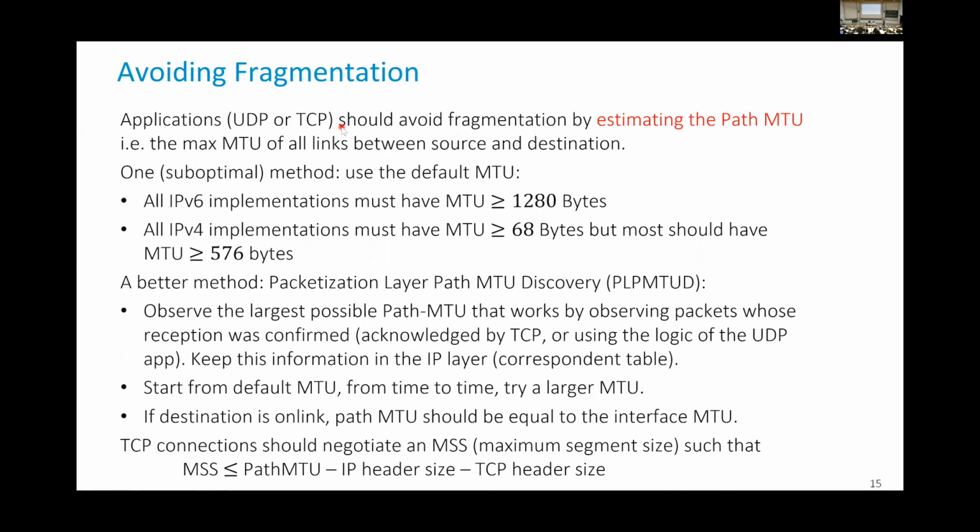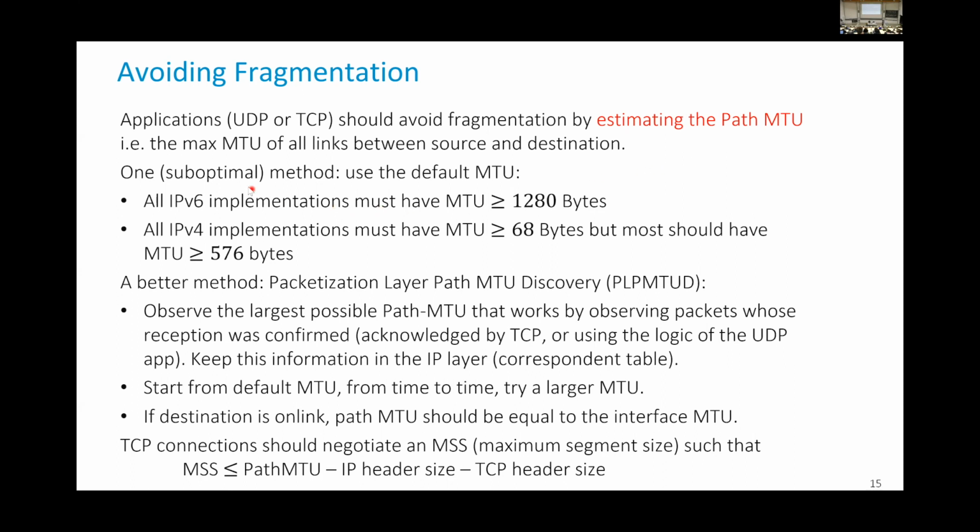Certainly if you use TCP. If you have an application that uses UDP and sends only one short message once in a while, nobody cares, and that's fine. But if you have a streaming UDP application, you should avoid fragmentation. So if you code an application today, you should estimate the path MTU. Path MTU is the minimum value of MTU that works along the path between source and destination. Of course, paths are dynamic.